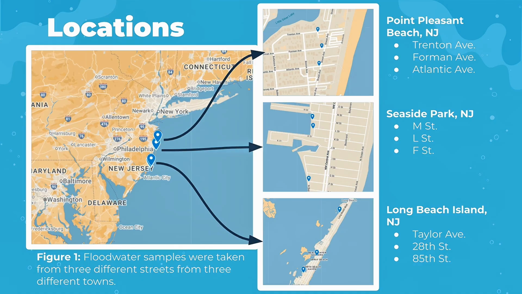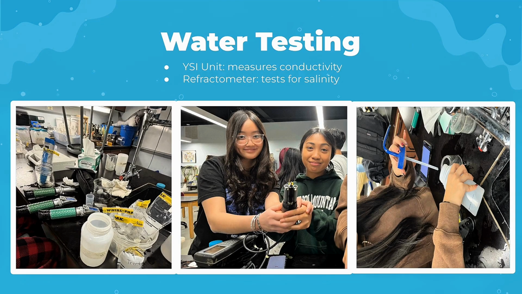The sampling sites at Point Pleasant were Trenton Ave, Foreman Ave, and Atlantic Ave. And our last sites were in Long Beach Island on Taylor Ave, 28th Street, and 85th Street. Salinity and conductivity were then measured for each location in the lab. Salinity was measured using a refractometer in parts per thousand, while conductivity was measured in microsiemens using the YSI unit.